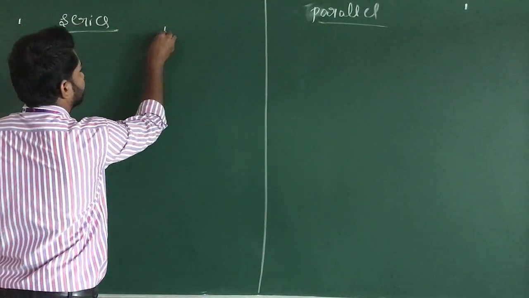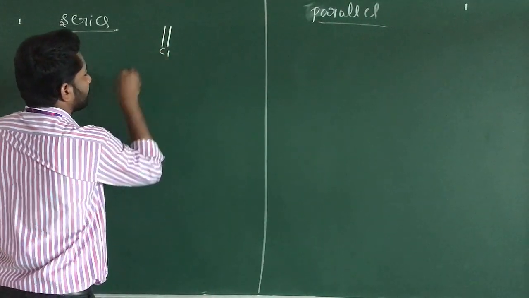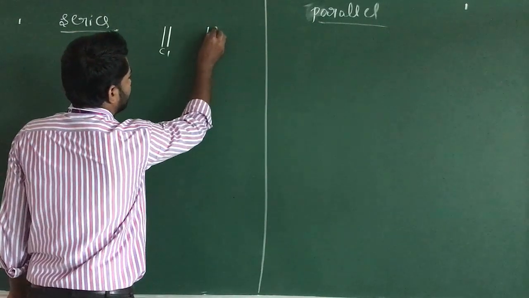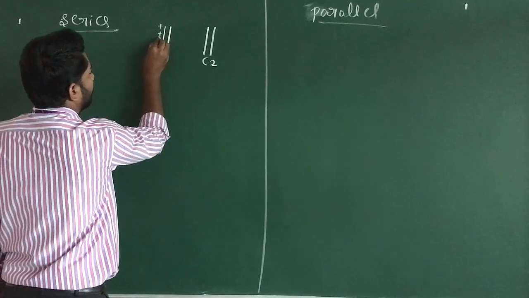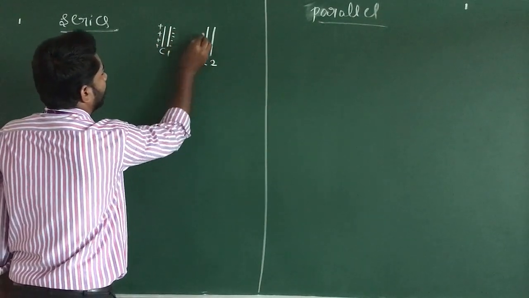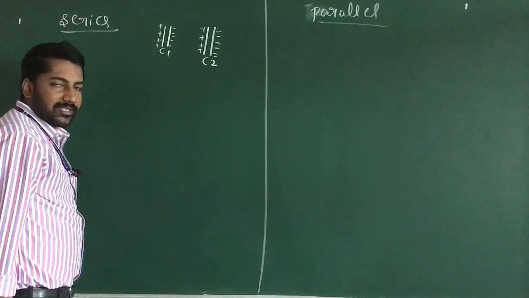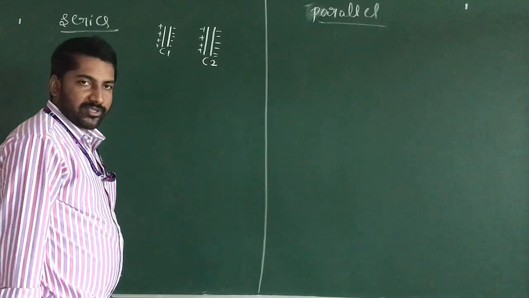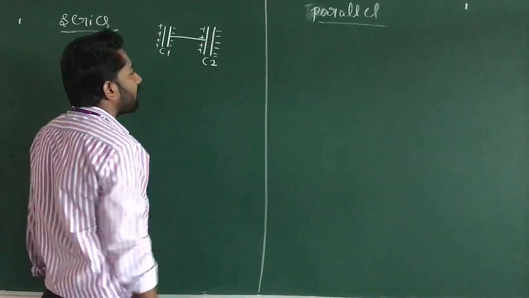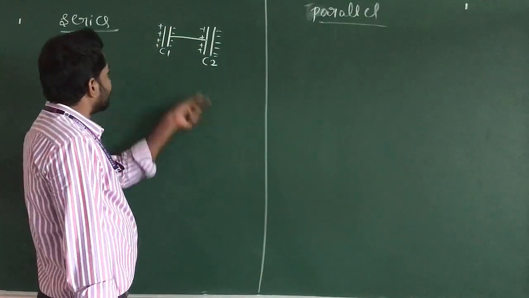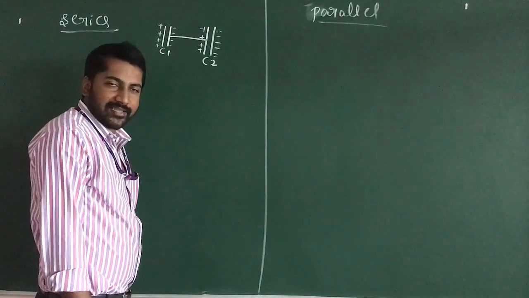Here we consider two capacitors, this is capacitor C1 and this is another capacitor C2. This is the positive plate and this is the negative plate of the capacitor, and this is the positive plate and this is the negative plate of the other capacitor. In case of series combination, the negative plate of one capacitor is connected to the positive plate of another capacitor.